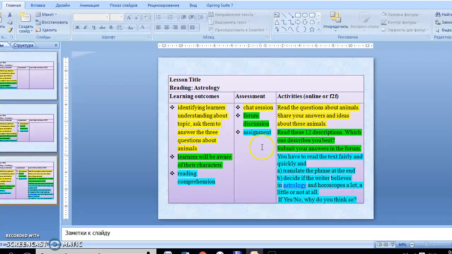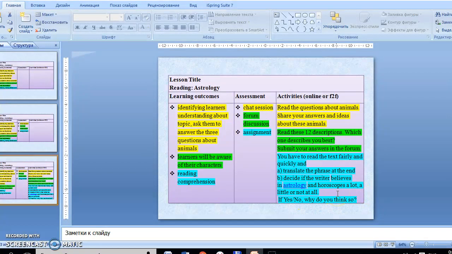And then the last one, assignment. Here for assignment I designed this activity. Here learners have to read the text fairly and quickly. And firstly they must translate the phrase at the end and decide if the writer believes in astrology and horoscope a lot, or a little, or not at all.